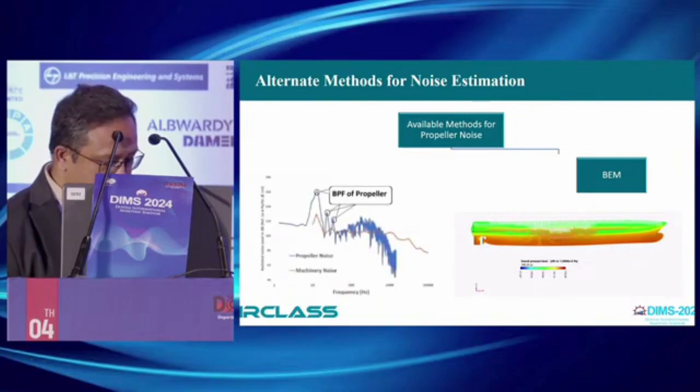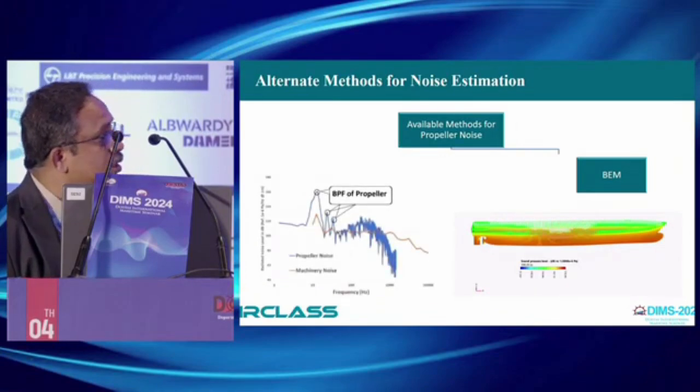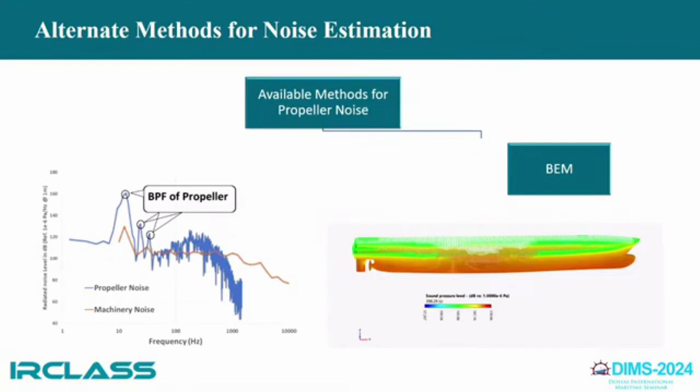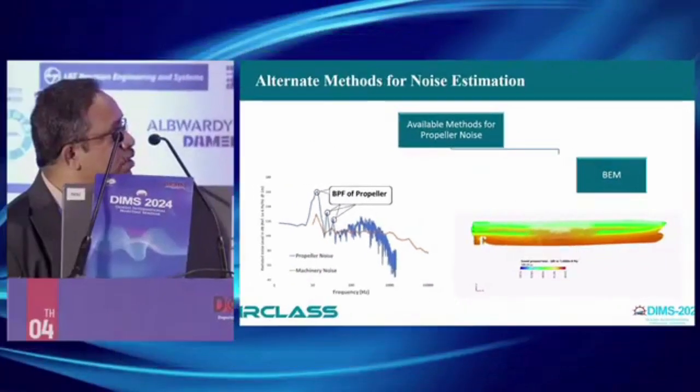So typical results which we are showing here are the blade pass frequencies. We can clearly see, using a BEM model, we can easily calculate the 3 peaks of BPFs and the broadband noise as well. The decay of the noise we could also see here. I have just overlapped a machinery noise in this case, just to show how critical the propeller noise is, even at low frequencies as well as at higher frequencies.